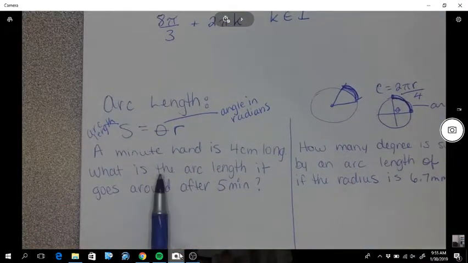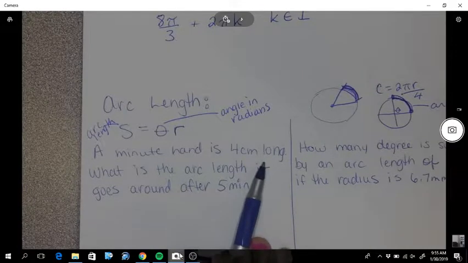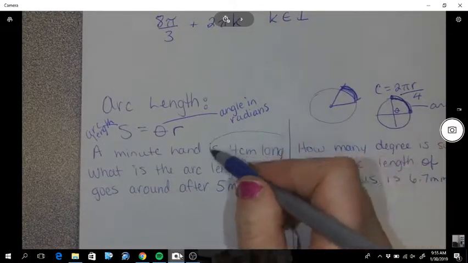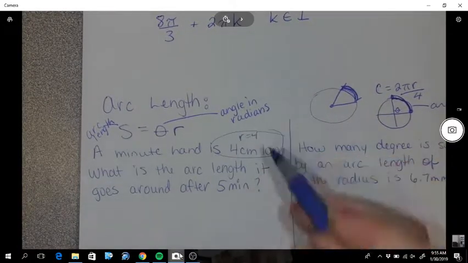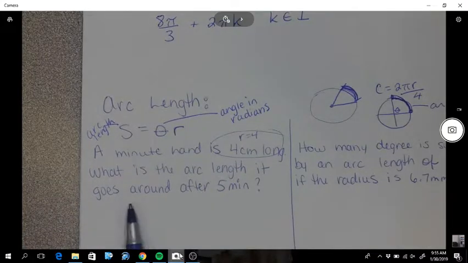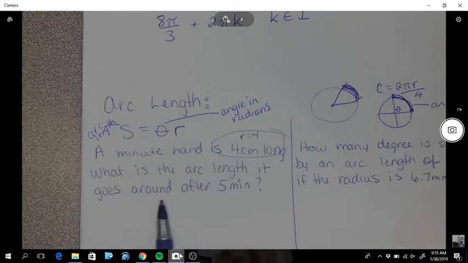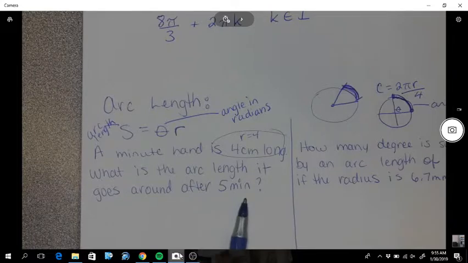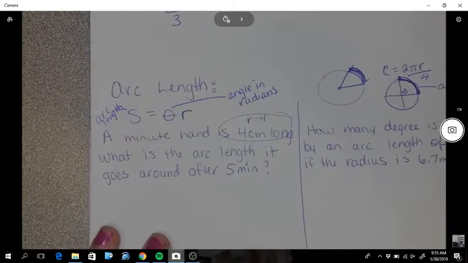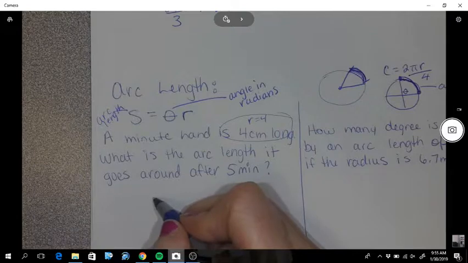Okay, a minute hand is 4 centimeters long. So we know our radius. What is the arc length it goes around after 5 minutes? Okay, so for 5 minutes, we have to figure out what degree measurement that is. What's the angle?